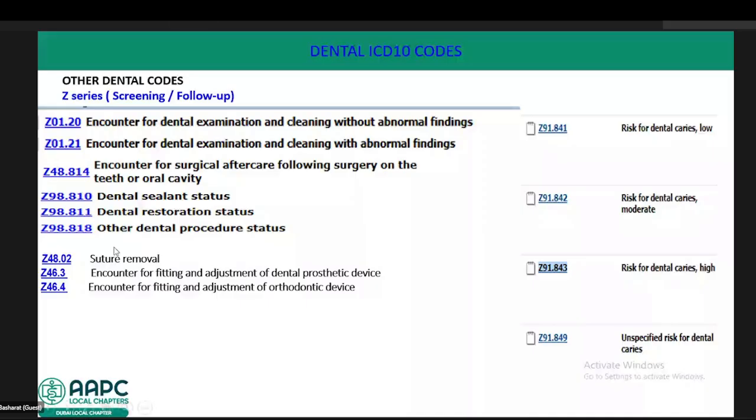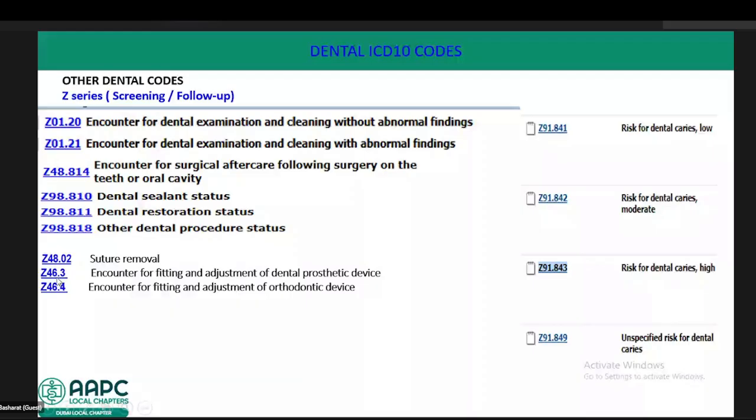Okay, now these three codes, suture removal. If the patient is coming after surgery, for example after an implant or any surgical extraction, and is coming for suture removal, again this is the same code that medical uses, so the same code.